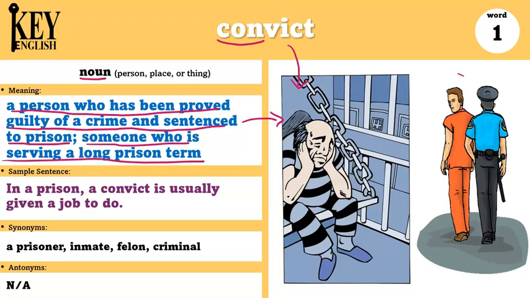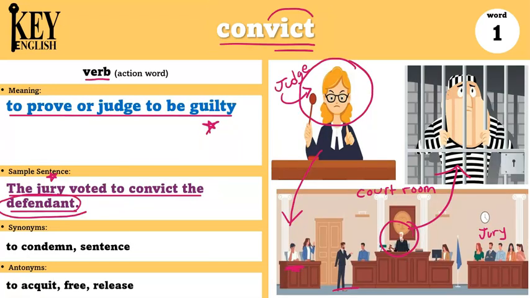So also someone who's already in prison or jail and they are there for a long time, we call them a convict. The example says, in a prison, a convict is usually given a job to do. So again, a person who did something illegal or against the law and is now in prison is called a convict. And the verb convict means to send them to the jail or prison.